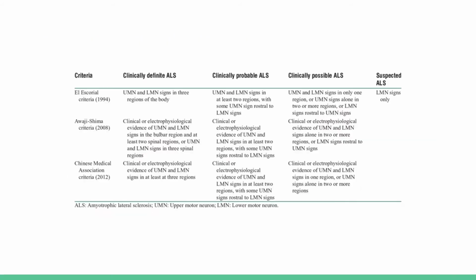In this table right here, we can see the different sets of criteria that we can use to diagnose ALS. There is the El Escorial criteria, Awaji-Shima criteria, and the Chinese Medical Association criteria. The most used one is the El Escorial because it's usually shorter. The modified El Escorial is shorter and it's more for clinical use.